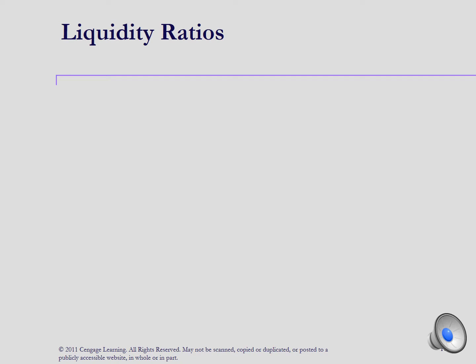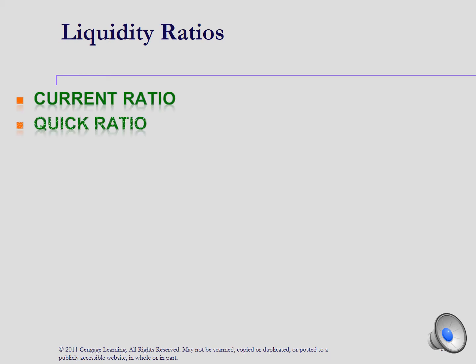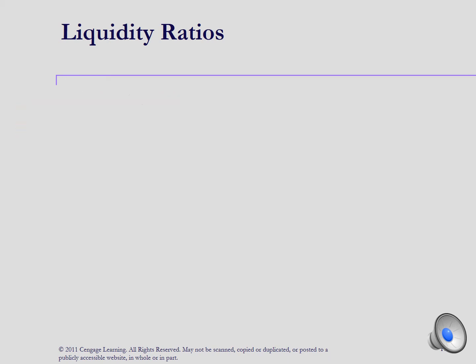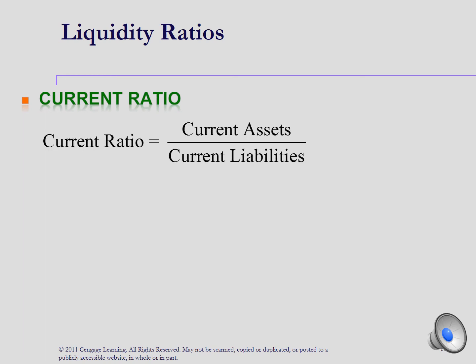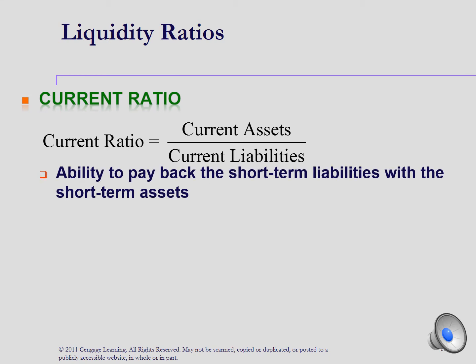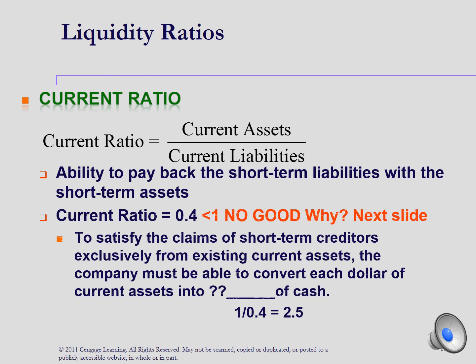Liquidity ratios. Liquidity ratios indicate how well a firm can meet its short-term financial obligations. We will look at the current ratio and quick ratio. Current ratio. Current ratio is defined as current assets divided by current liabilities. It shows a firm's ability to pay back the short-term liabilities with the short-term assets. You don't want the current ratio to be less than 1. Why? Let's look at the next slide.